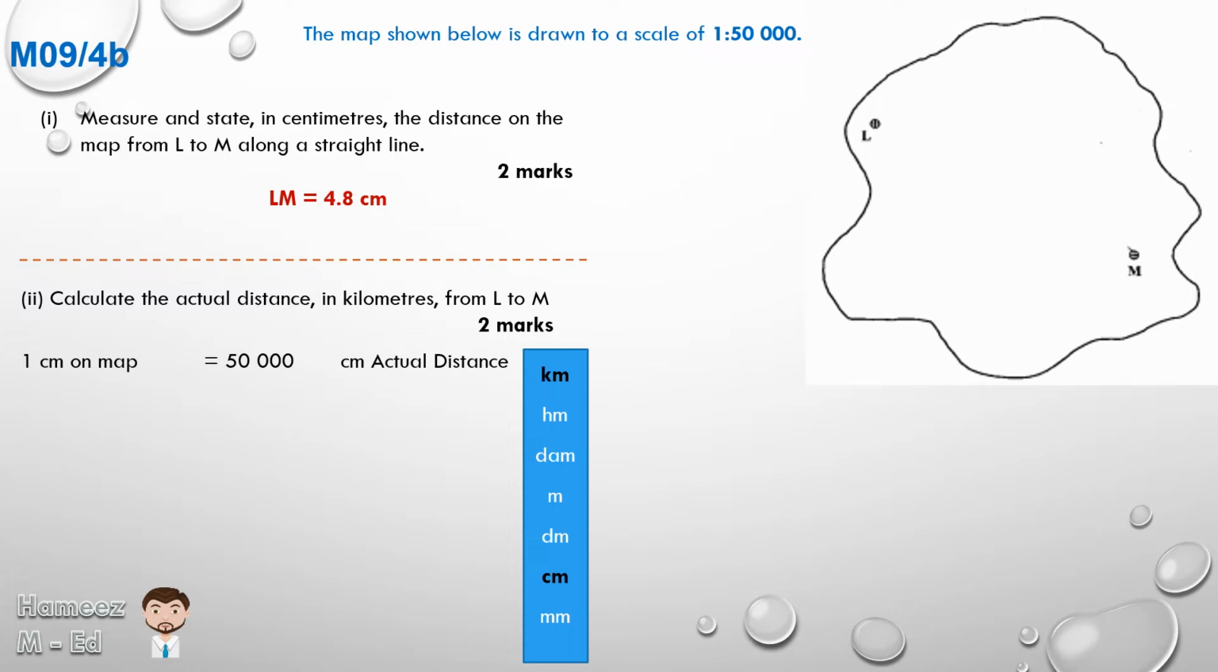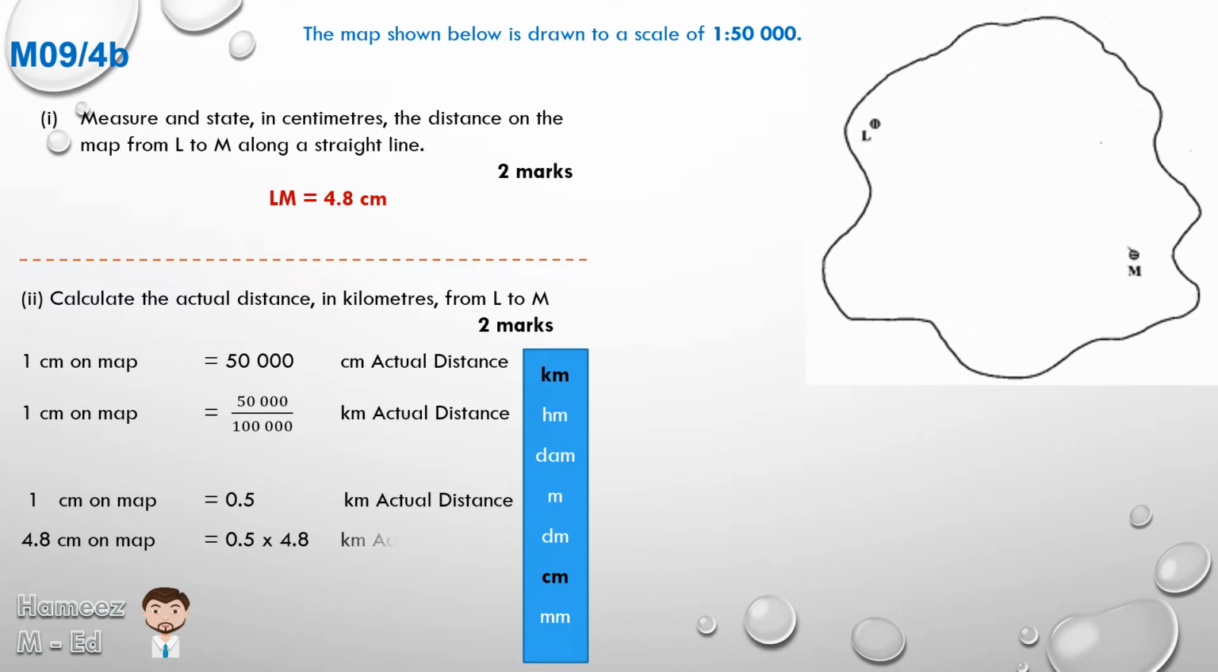So 50,000 divided by 1 with 5 zeros, or 100,000, and that will convert it to kilometers. So 1 centimeter on the map will be equal to 0.5 kilometers in actual distance. And since this is a ratio question, we have 4.8 centimeters on the map. So that would be equal to 0.5 times 4.8, which works out to be 2.4 kilometers in actual distance.